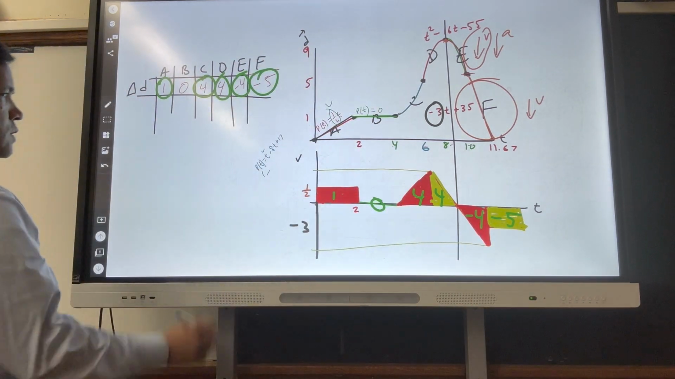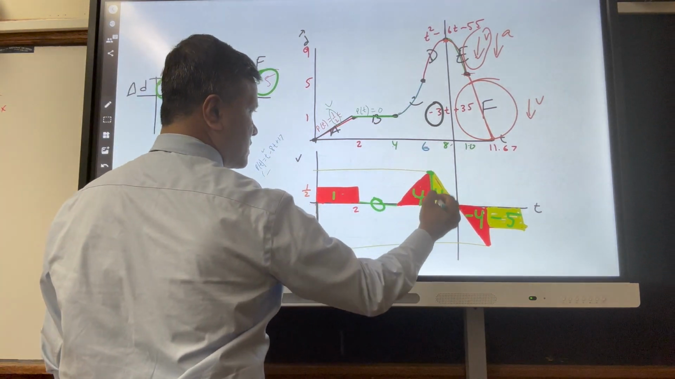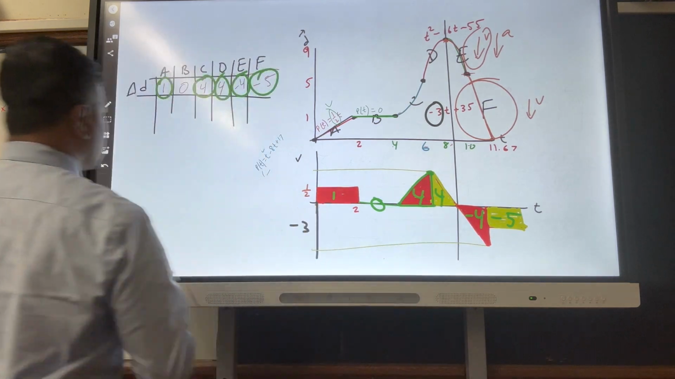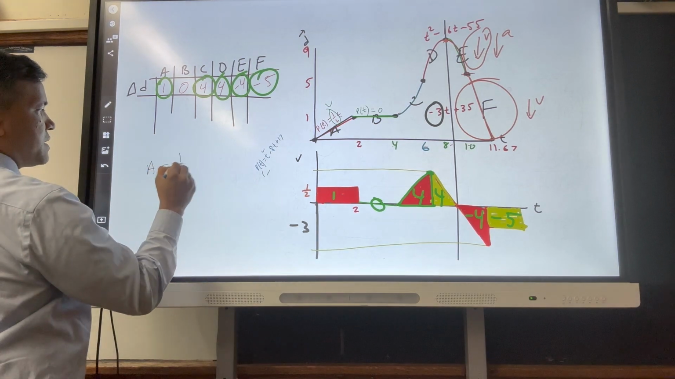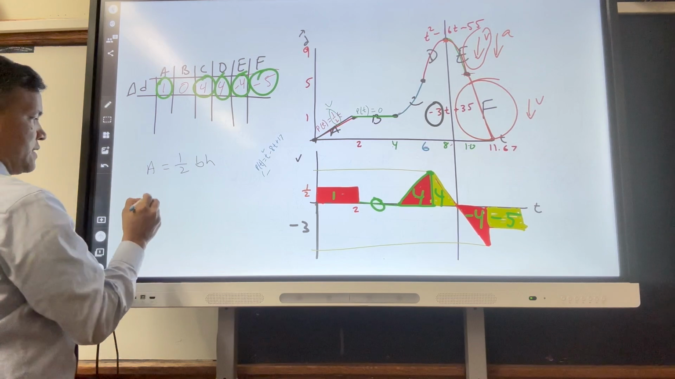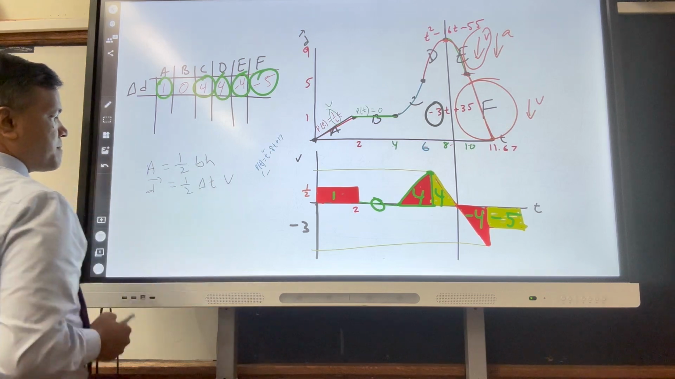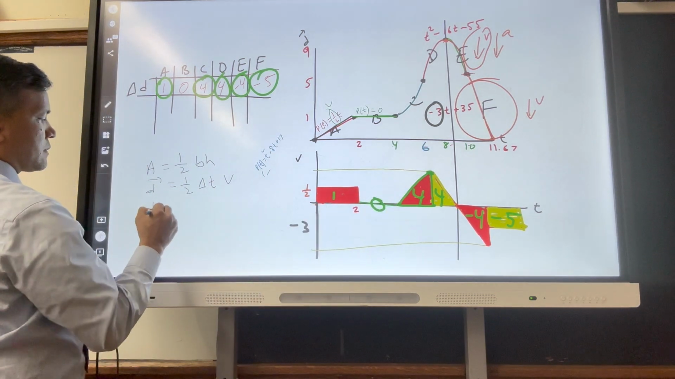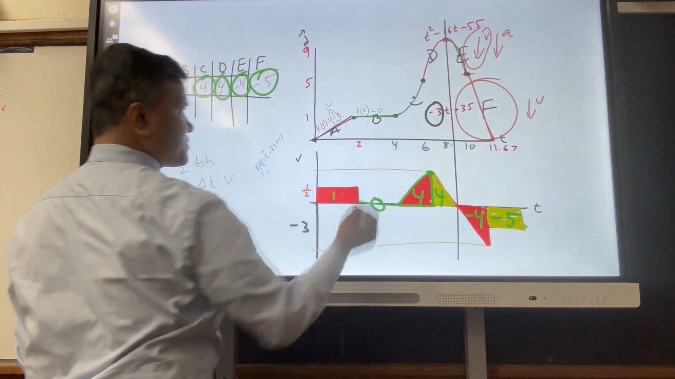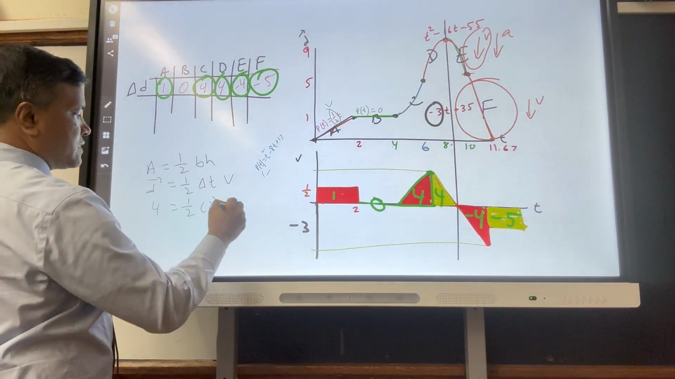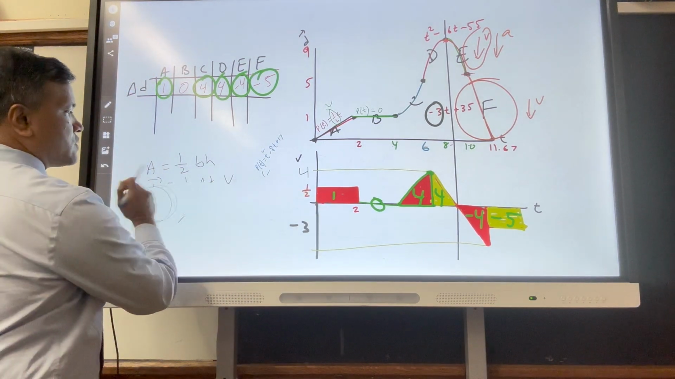Okay, so we want to know the velocity right here. To do that, this is a triangle. So what do we know about the triangle? Area is half BH. Area has a name, displacement. B has a name, time, and H has a name, velocity. Displacement is 4. You have 6 minus 4, and velocity. So velocity is 4. Okay, very nice. So what is the velocity over here?